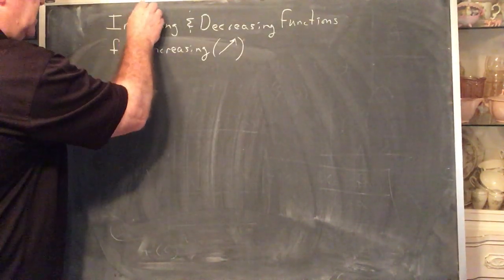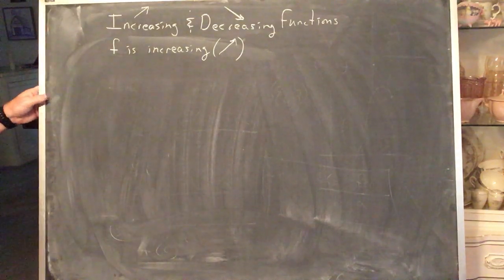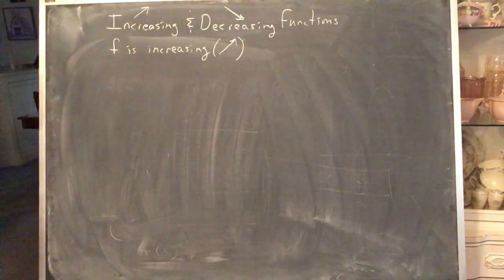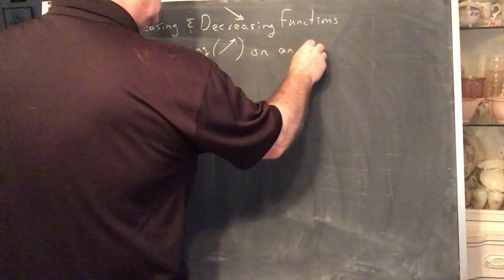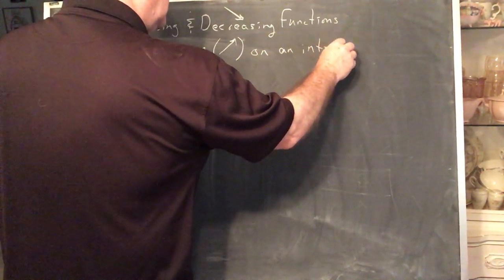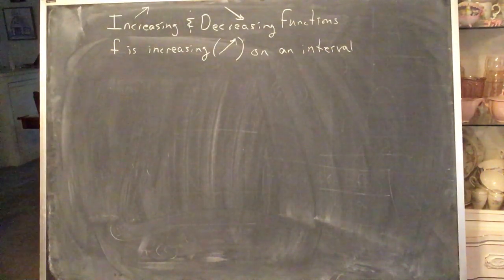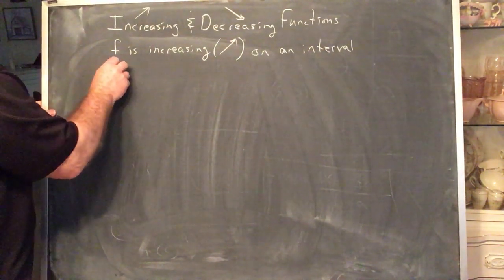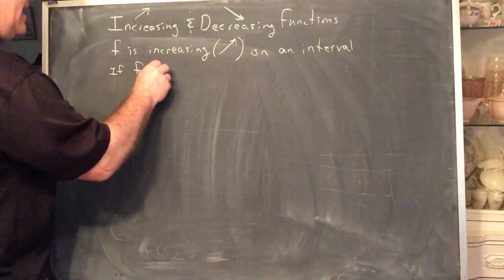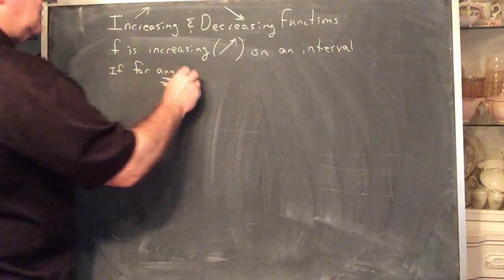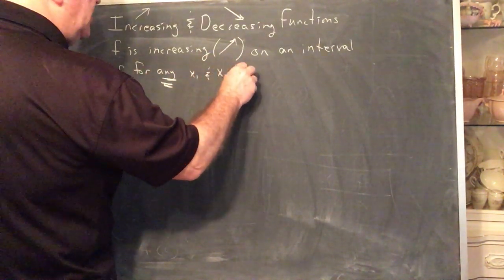By increasing, we mean that. Decreasing, we're going to use that symbol. So a function is increasing on an interval, and this may be any type of interval. So f is increasing on an interval if, and this is the requirement, for any x1 and x2 in the interval.